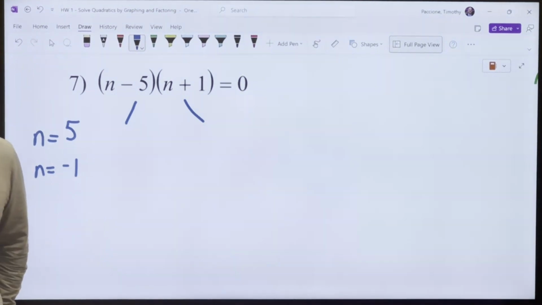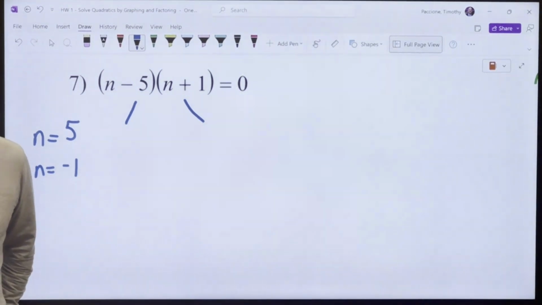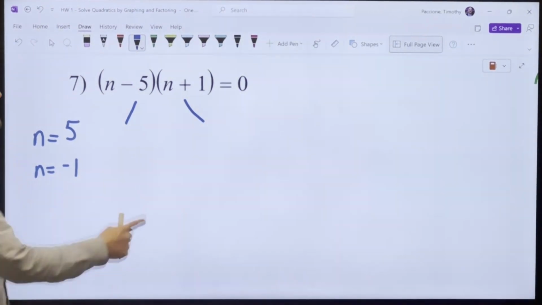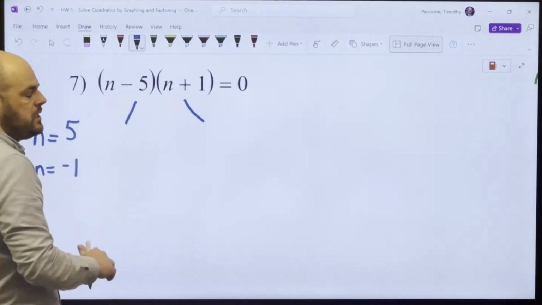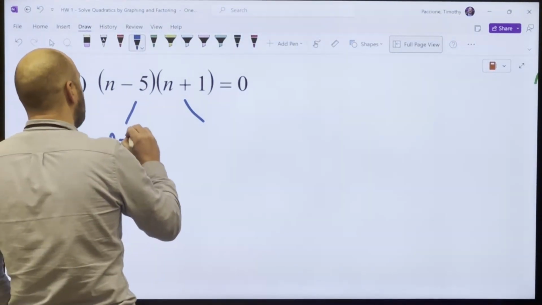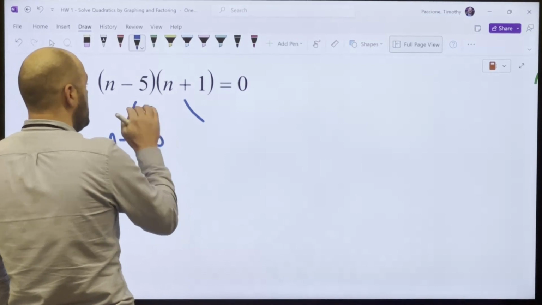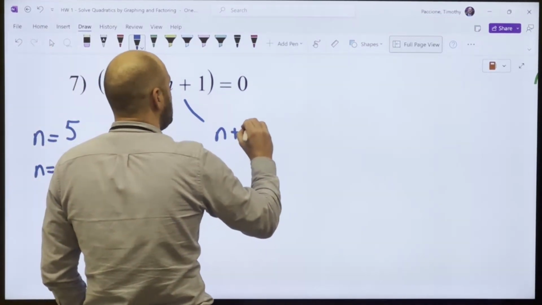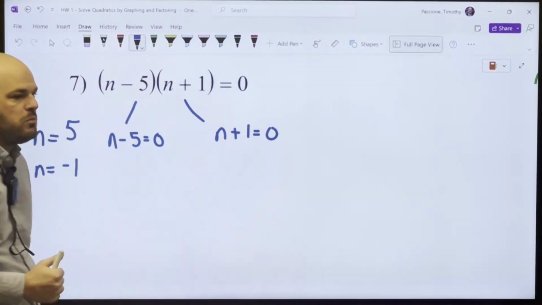And you would be right. Those are the answers, right? But why are those the answers? They're the answers because that's what makes this 0 and that's what makes this 0. And you do that by saying, well, n minus 5 must be 0 or n plus 1 must be 0, right? You're using the zero product property.